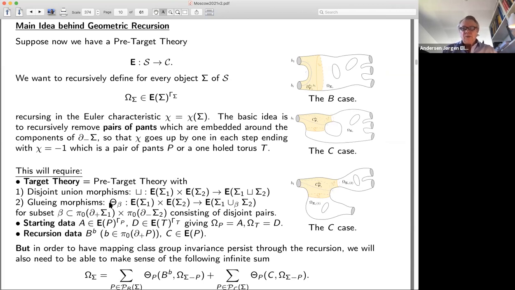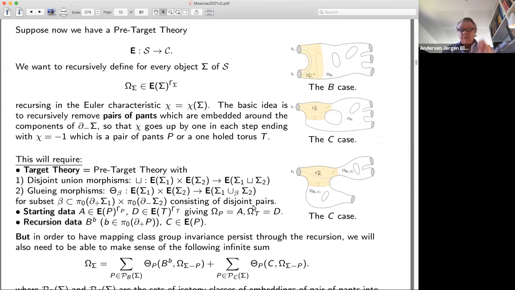And gluing morphisms are also important, as I just discussed. So if I have some out boundaries on the first surface that I want to glue to some in-boundaries of the second surface, then I should be equipped with a gluing morphism, which takes a vector from the vector space of the first surface and a vector from the vector space of the second surface, and performs the gluing. So it gives me a linear map that gives me a vector in the glued surface.